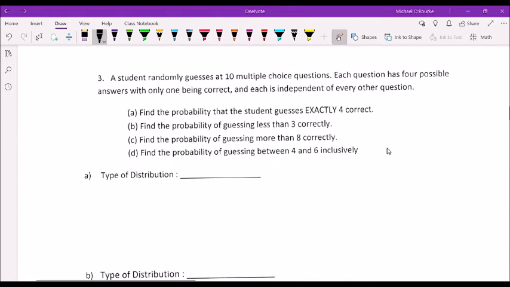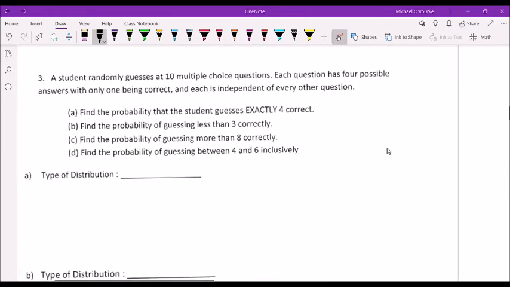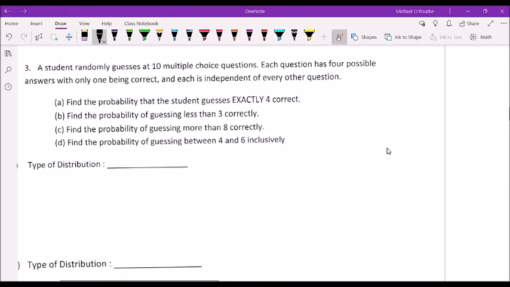Okay, here we go. A student randomly guesses 10 multiple choice questions. Each question has 4 possible answers, with only one being correct. And each is independent from the other. Okay? So we have multiple choice questions.